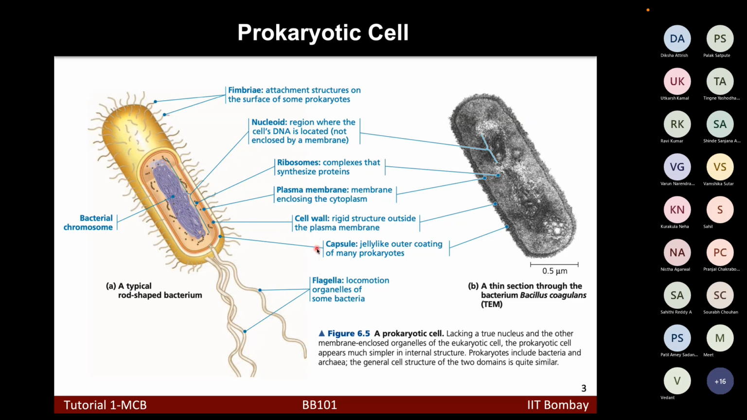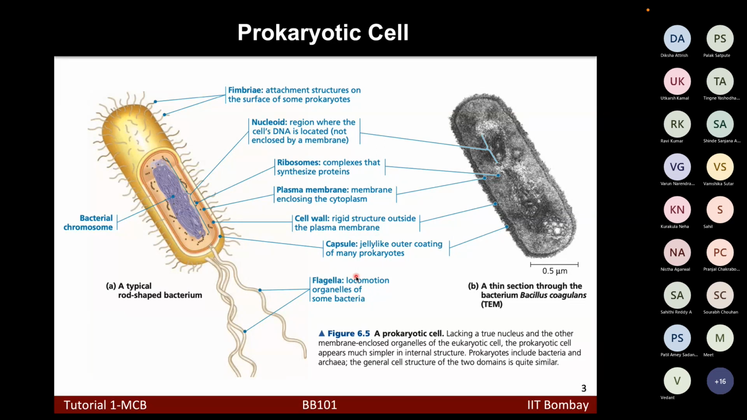Also, some of the prokaryotic cells, outside the cell wall, have a structure called a capsule, which is present on the outermost part, just behind the fimbriae. And this capsule can be a jelly-like substance which can slime. This is a feature of certain kinds of bacteria.